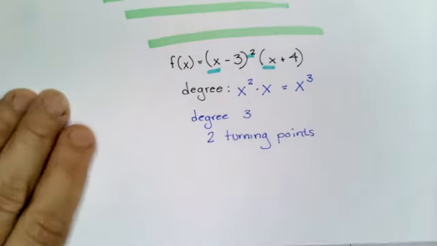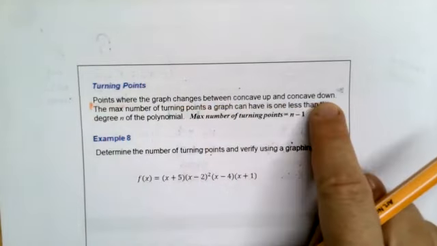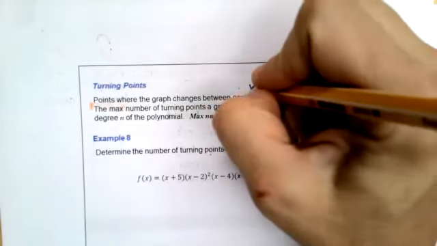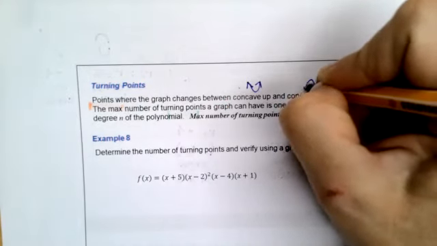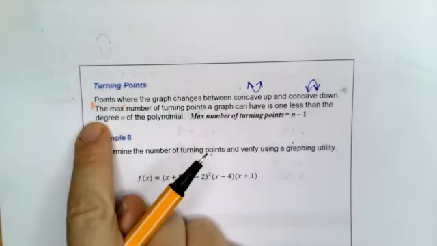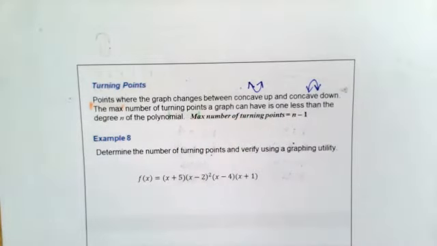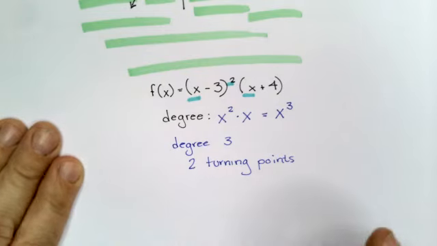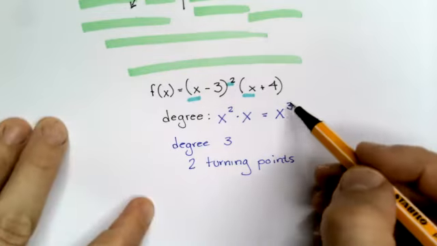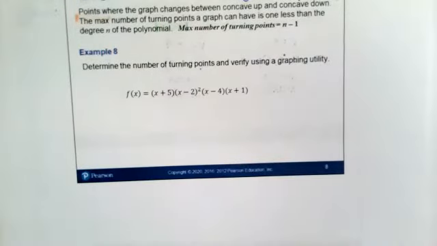So what this page says is the turning points are the points where the graph changes between concave up and concave down. Concave up means like this. Concave down means like that. The max number is 1 less than the degree of the polynomial. This is a degree 3 polynomial. It has 2 turning points. So the number of turning points is this number minus 1. That's all they're saying, okay?